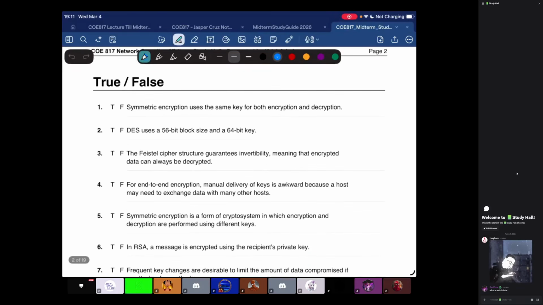Symmetric encryption uses the same key for both encryption and decryption. This just means that when a user is sending data out to their destination, they encrypt using a key, let's call it KS, and then the same key is used by the destination to decrypt. Symmetric is the definition of both source and destination using the same key. Therefore, this statement is true.